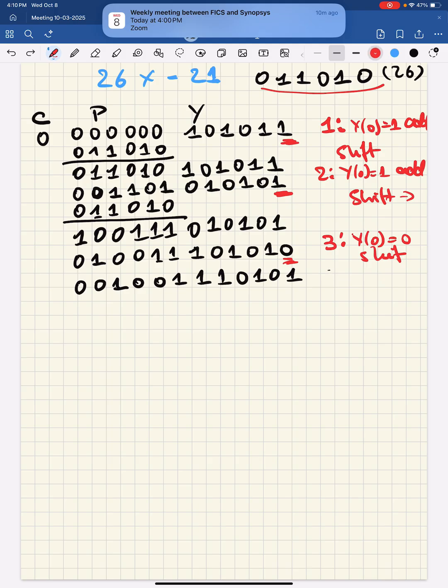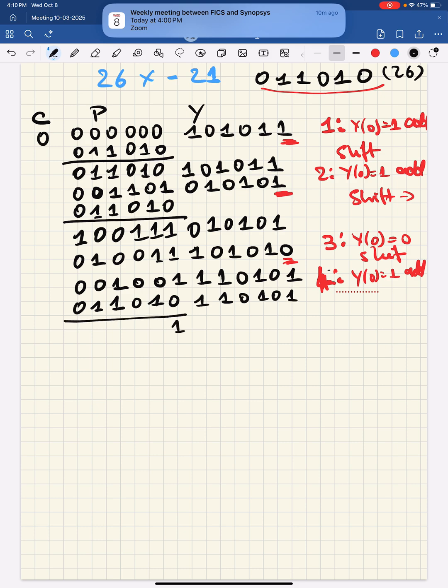So our fourth iteration, the y0 is equal to 1. Then we'll add the x. The x is 0, 1, 1, 0, 1, 0. And here we'll have the 1, 1, 0, 1, 0, 1. So here's the 1, that here's the 1, that's a 0, that's a 0, that's a 0, and that's a 1. 1, 1, 0, 1, 0, 1.